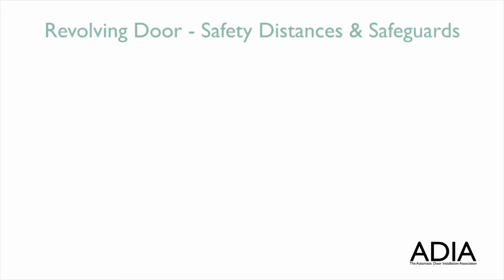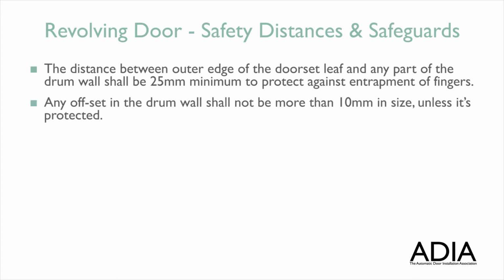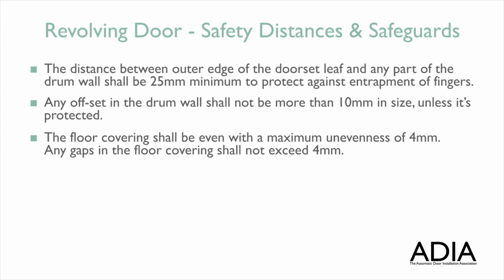Safety distances and safeguards. The distance between outer edge of the door set leaf and any part of the drum wall shall be 25 mm minimum to protect against entrapment of fingers. Any offset in the drum wall shall not be more than 10 mm in size unless it's protected. The floor covering shall be even with a maximum unevenness of 4 mm. Any gaps in the floor covering shall not exceed 4 mm.